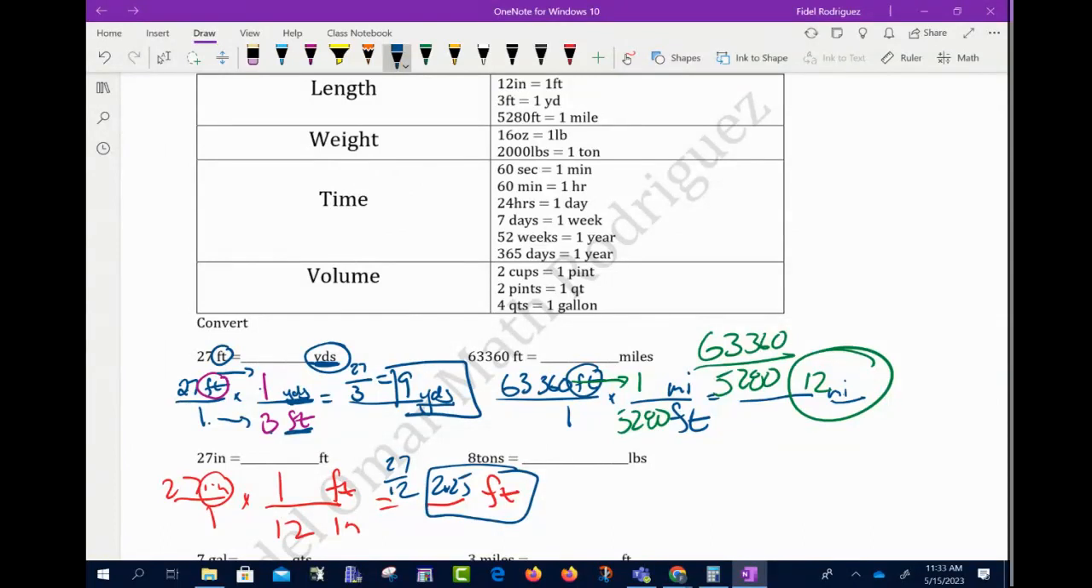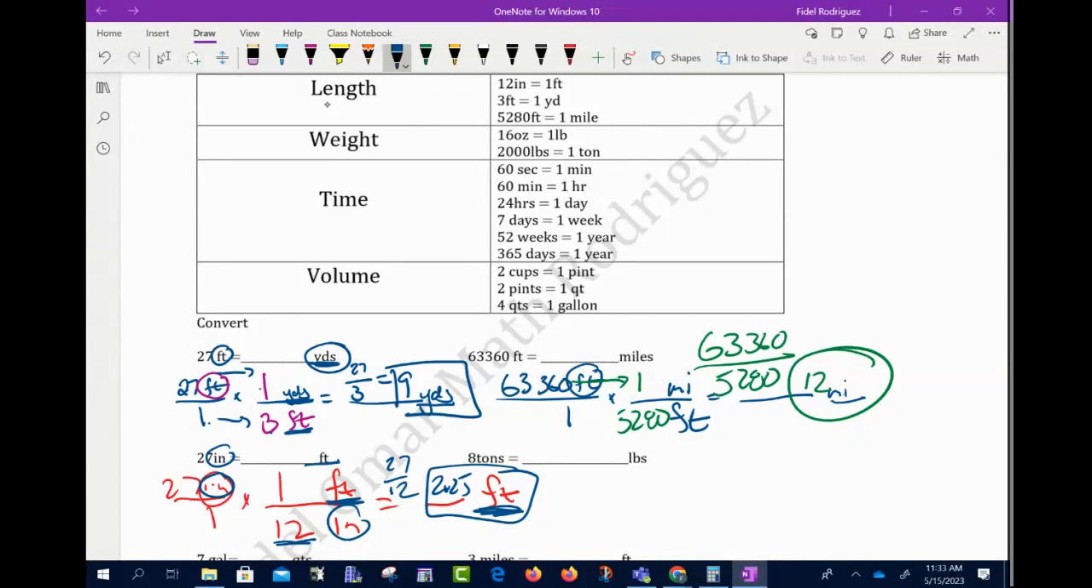Well, what I want you to understand is the process: what do I want to end up with? Feet, right? So where am I putting the feet? On the top. What units do I have here? Inches. So where am I putting the inches? On the bottom. Now, am I always going to divide? In this case I have, but there may be some cases where I don't necessarily have to divide, but I'm going to multiply. But what I want you to understand is the important part is knowing what units to put on the top and what to put on the bottom, because it'll always work.